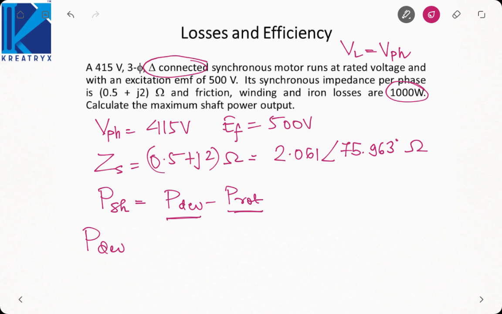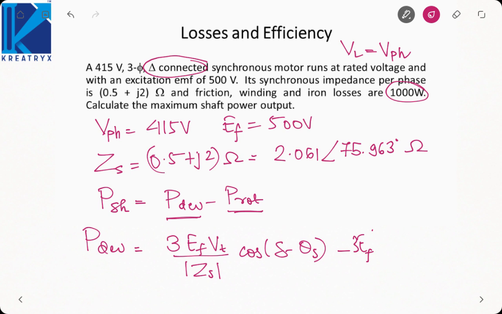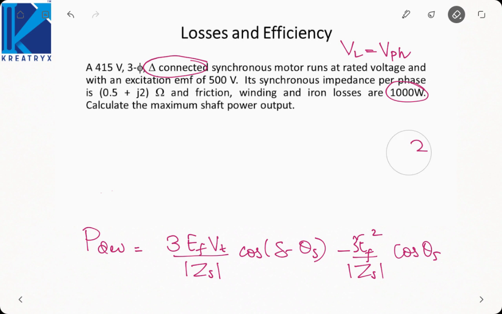So what is the expression for developed power in a synchronous motor? It is 3 EF Vt by mod Zs cos of (delta minus theta s) minus 3 EF square by mod Zs cos of theta s. Okay, that is the formula. Now to maximize this developed power, what should you take? Delta must be equal to theta s. Theta s is basically the angle of impedance and delta is the power angle.